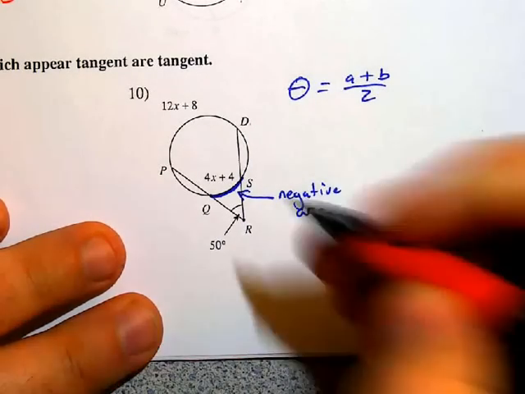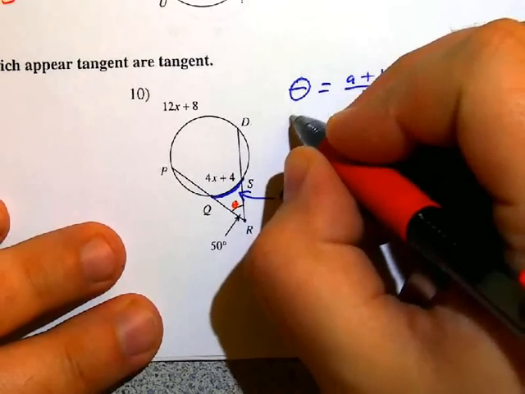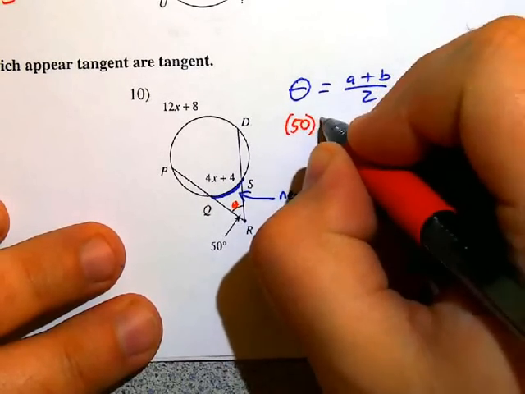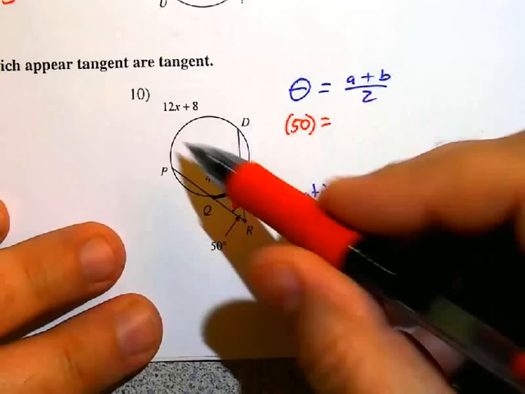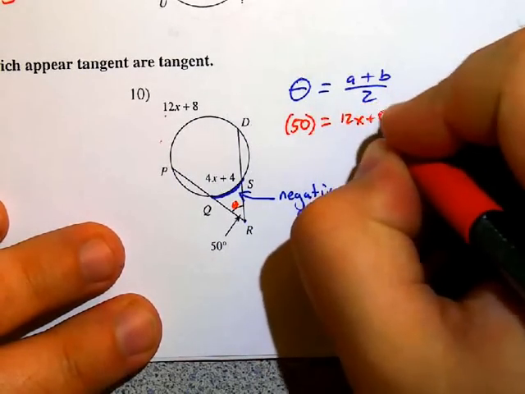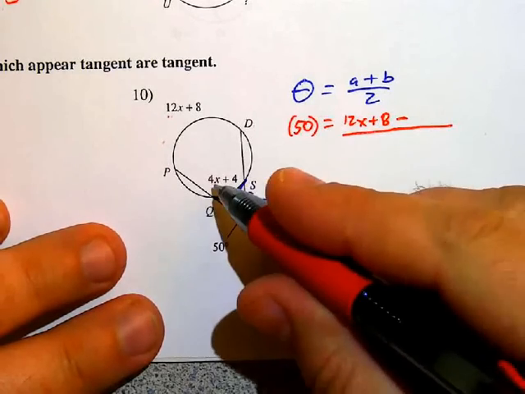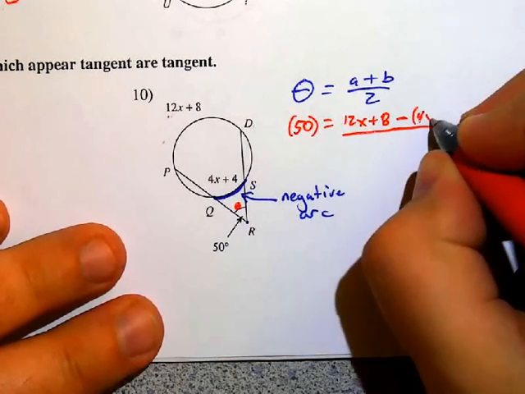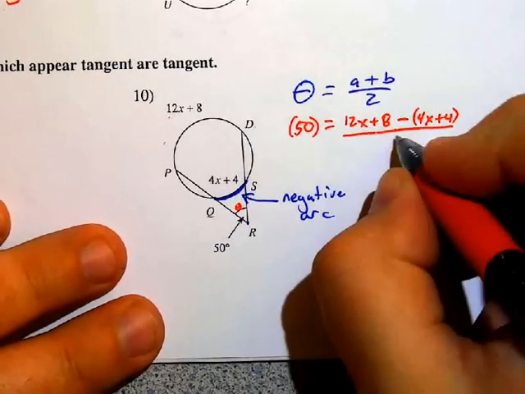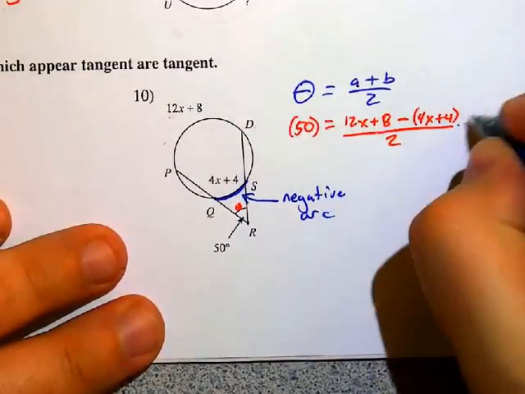So I'm basically going to have to put that in as a negative. And I'm going to say, look, theta here is 50 degrees. This is our theta. So that's going to go right here, 50 degrees. A, 12x plus 8, minus, because this is like a negative arc, minus 4x plus 4, divided by 2.